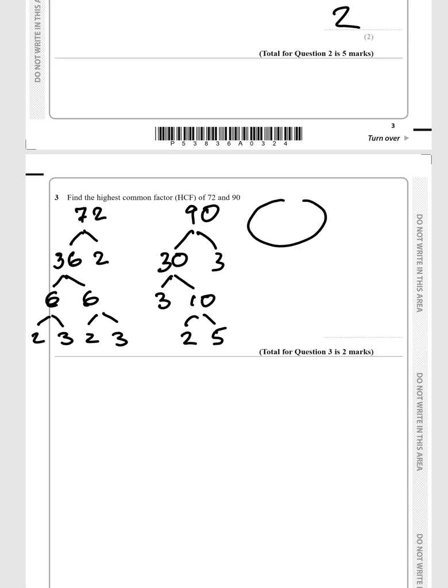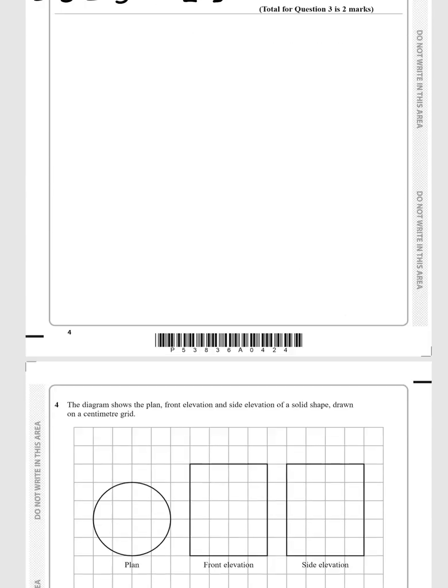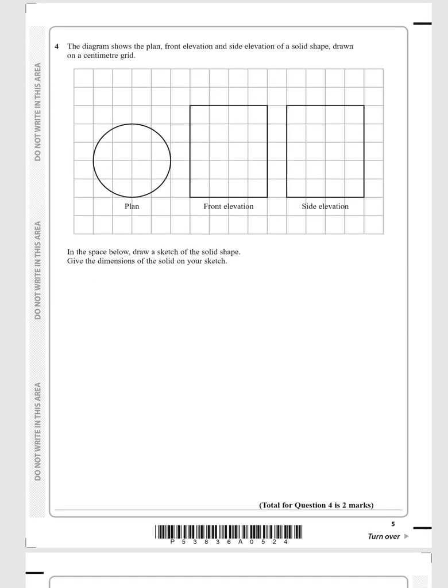So in our Venn diagram, I'm not going to do the whole Venn diagram, I really just want the ones that overlap. So we have 2 3s, that one, and 2. So actually it's 2 times 3 times 3, because they're the common prime factors of both, which gives us 18. 2 times 9 is indeed 18. Right, let's have a look at number 4.